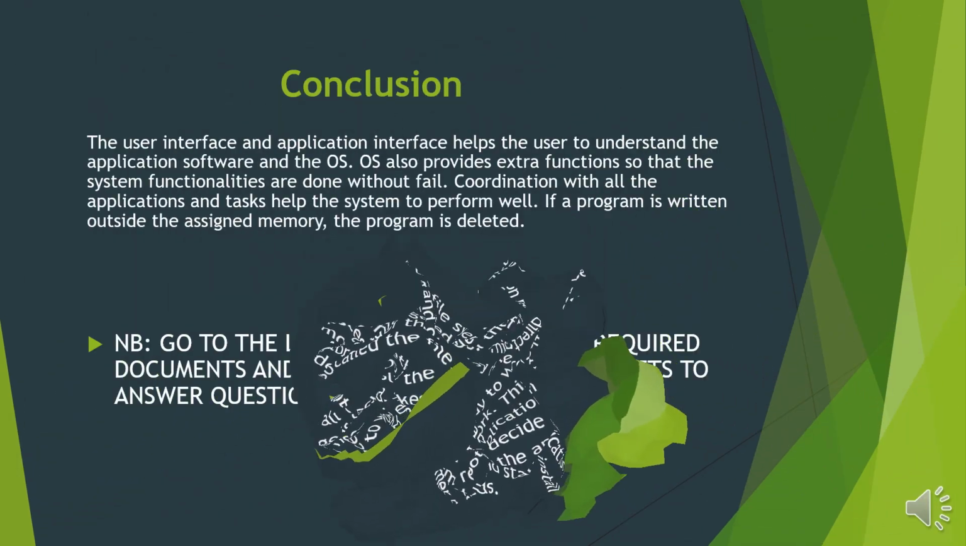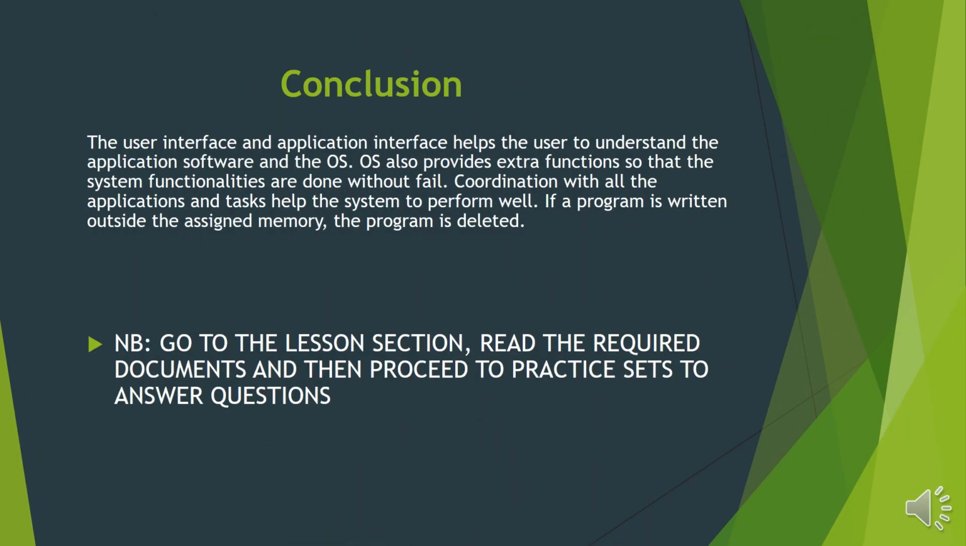So now, in conclusion, the user interface and application interface help the user to understand the application software and the operating system. The operating system provides extra functions to the system functionalities and they are done without failure. Coordination with all the applications and tasks helps the applications to perform well. If a program is written outside the assigned memory, the program is deleted. So therefore, the operating system manages all the resources. Without an operating system, your computer is as good as useless.